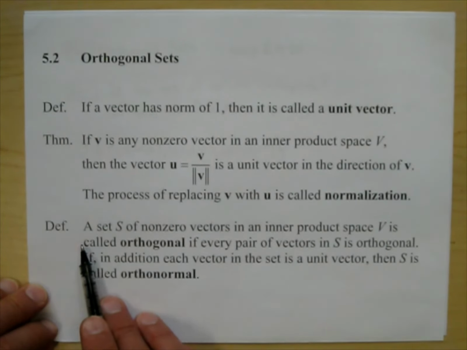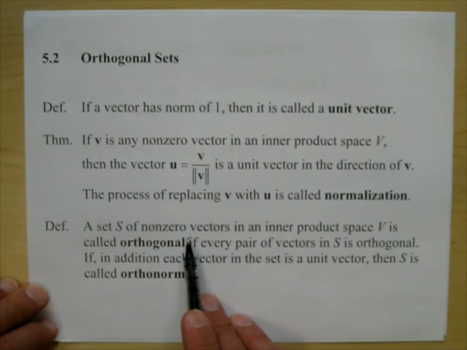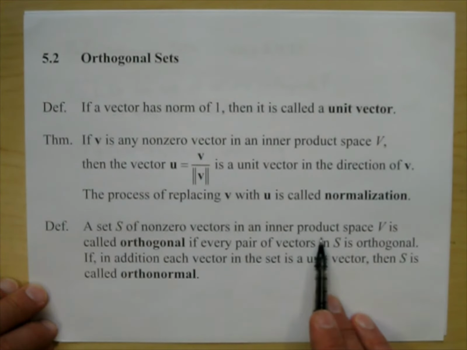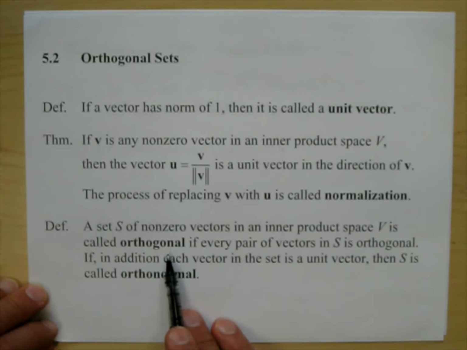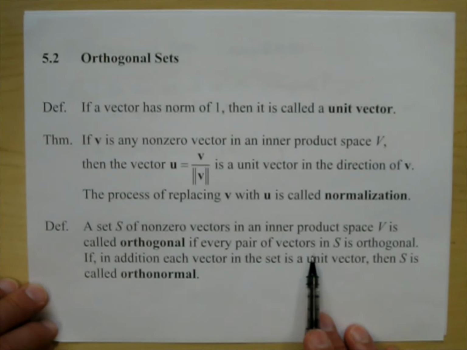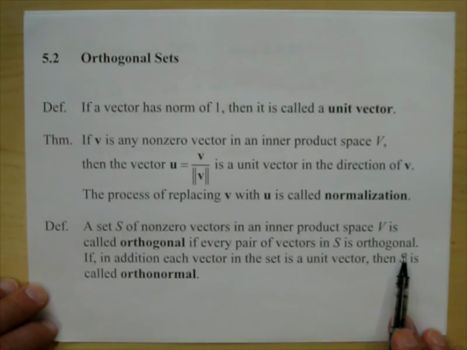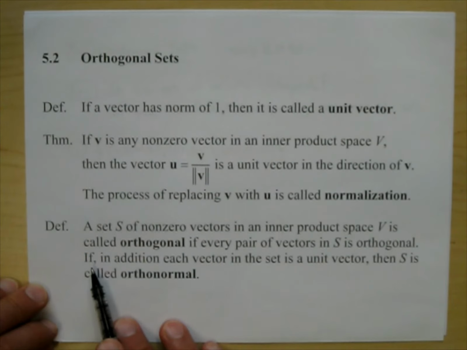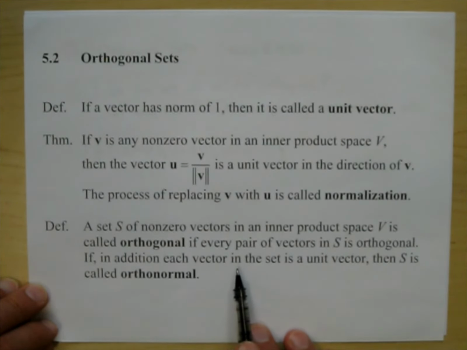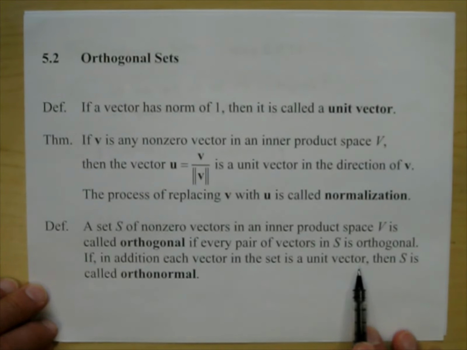Definition. A set S of non-zero vectors in an inner product space V is called orthogonal, so now we're talking about an orthogonal set of vectors, if every pair of vectors in S is orthogonal. Okay, so you just have to check that every pair is orthogonal. If, in addition, each vector in the set is also a unit vector, then S is called orthonormal. Okay, so let's go back to our examples and do the problems.